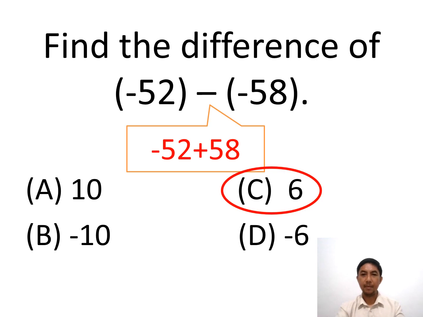letter C. So in this case, you are given negative 52 minus negative 58. So we need to change the sign of the number being subtracted. So we have now negative 52 plus 58. They have now different signs, so we subtract. 58 minus 52 is 6, but the bigger number is 58, so we copy the sign of 58, which is positive. So therefore, the answer is positive 6.